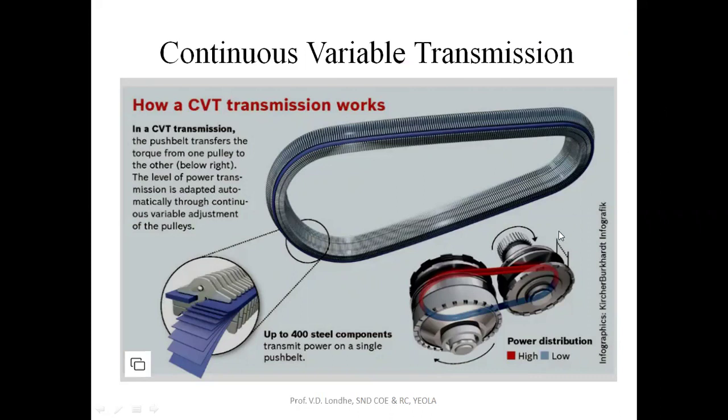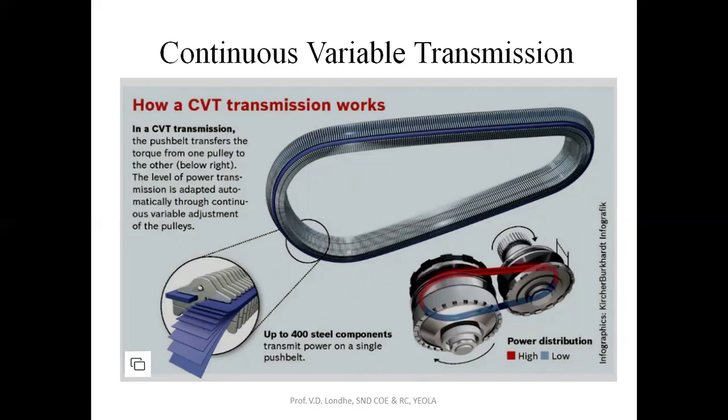If you see here, these are the two rollers attached to the input and output. This is the shaft attached to the engine, and this is the shaft attached to the rear wheel. With the help of this belt drive system or chain drive system, we transmit the power from the input to the output shaft. There will be no use of gear elements in this CVT.